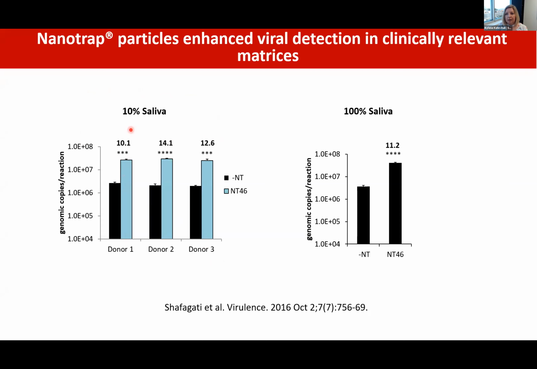The nice thing about the nanotrap particles is that you can dilute your samples. So if you have a really complex mixture, you can dilute them to enable the particles to bind better, and it still is able to work with nanotrap particles due to their concentration ability. We also perform testing in 100% saliva, and we're still able to see a very nice enrichment with the nanotrap particles.